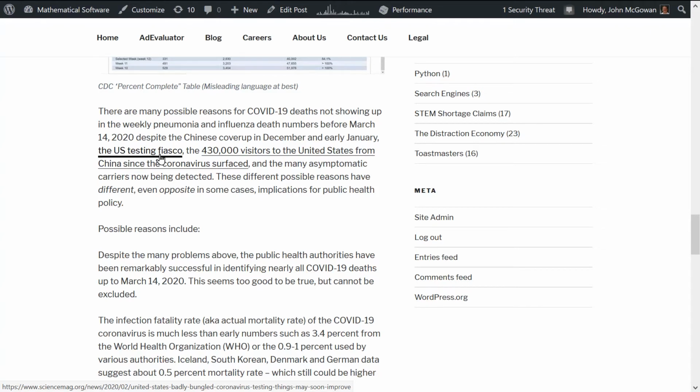We still don't have very good testing, which makes it hard to track the disease. There have been 430,000 visitors to the United States from China since this coronavirus surfaced. A lot of people have come here. There are very close ties, in fact, between China and Santa Clara County, where I live, but very, very few deaths in Santa Clara County.